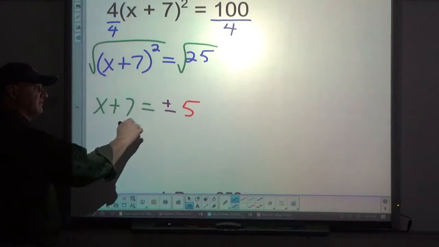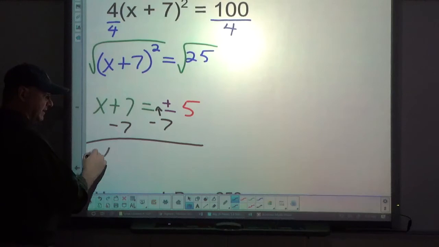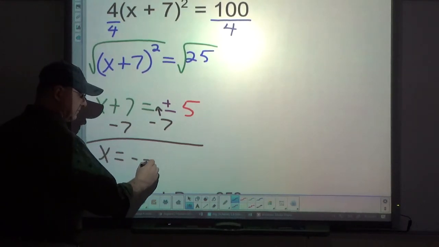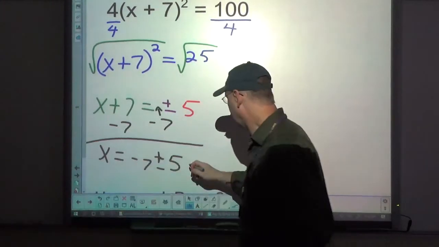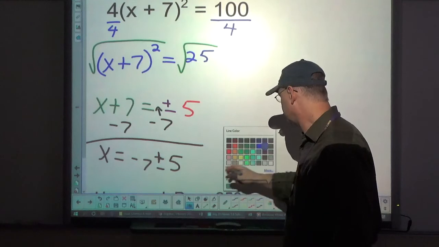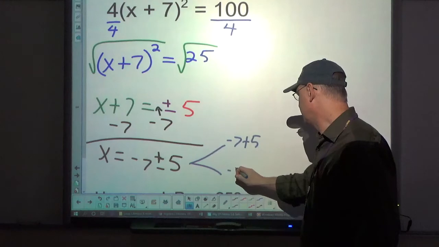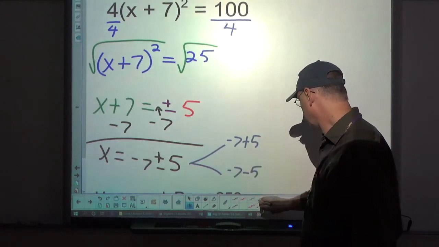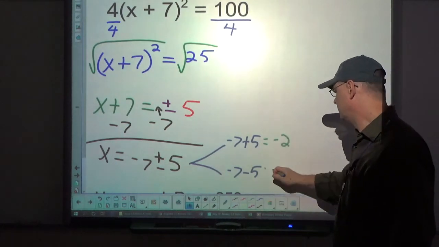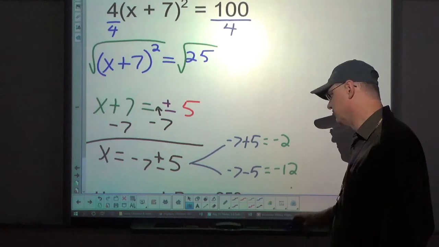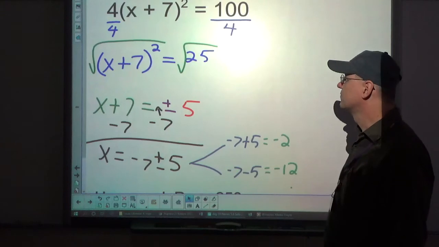Now I'm going to move the 7 over by subtracting 7 from both sides. I'm going to put that before the plus minus sign. Negative 7 plus minus 5. I get two results here. One is negative 7 plus 5. The other is negative 7 minus 5. We know these results will be negative 2 and negative 12. And those are the results of this problem.